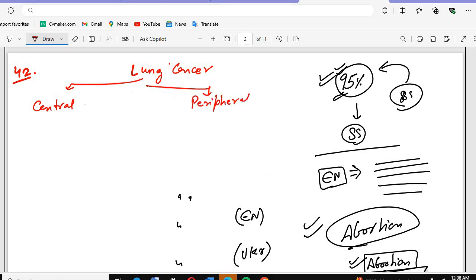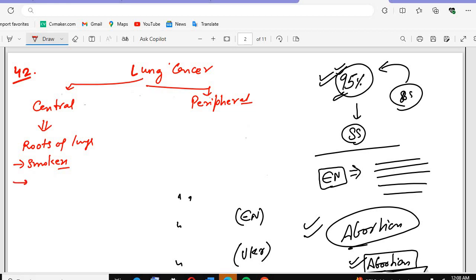If you talk about central lung cancer, remember, it is present near the entrance of the lungs, meaning at the roots of the lungs, and it is common in smokers. If a patient has a history of smoking, you can suspect that this patient most commonly has central lung cancer.